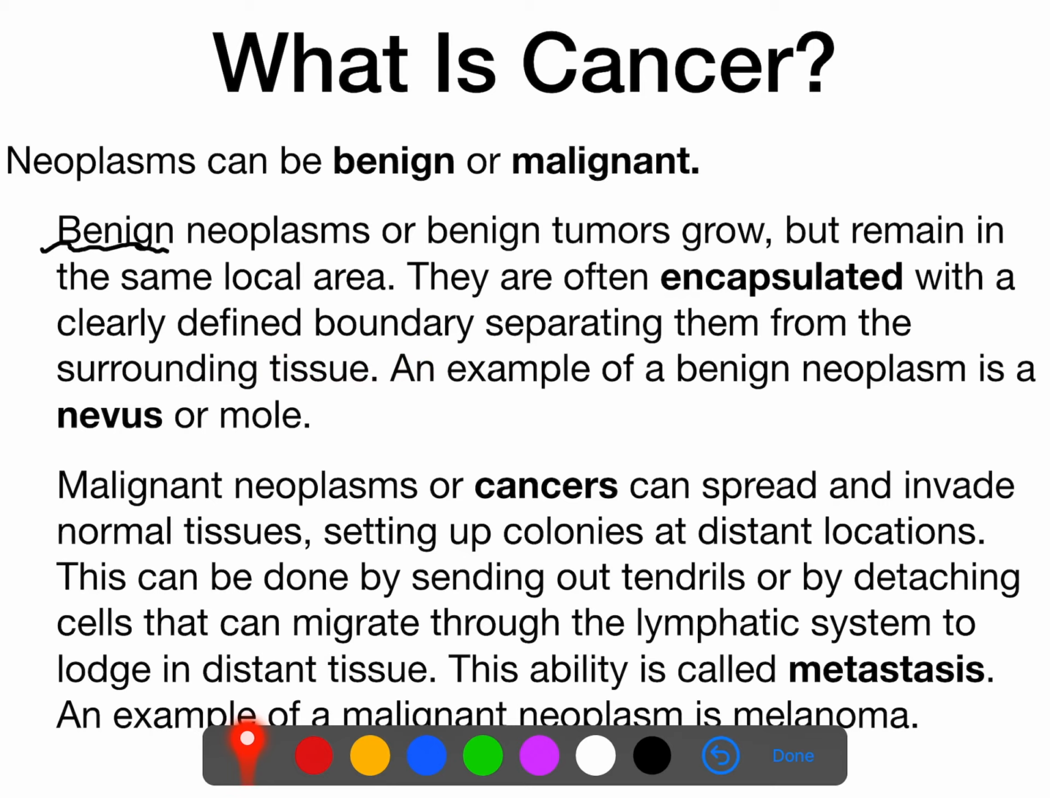Those ones are also particularly difficult to operate on. However, because they are encapsulated, if a benign tumor does become a significant problem, usually they're pretty easy to take out, unless they're buried in the middle of the brain. Then they're harder to take out. If a tumor is not benign, it is malignant.